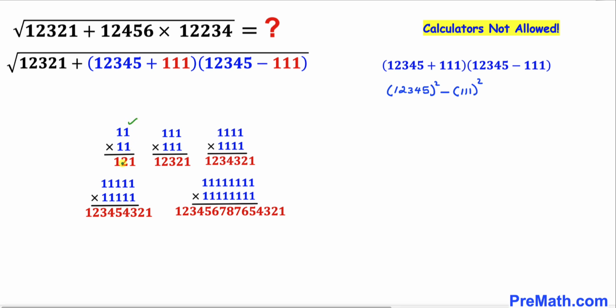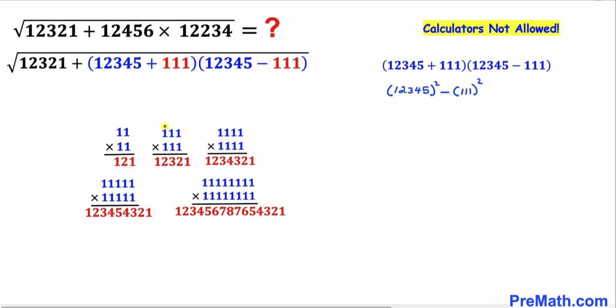And now let's recall these special patterns. 11 times 11 is 121, and 111 times 111 is 12,321. And we can see, since we are dealing with two digits, no wonder we have a 2 in the middle. Since we are dealing with three digits over here, no wonder we got 3 in the middle, and it goes on and on.